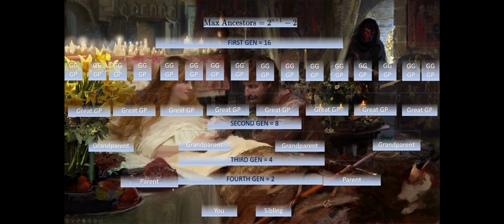Why? Well, because your parents form the first generation. So like I said in maybe the previous video or the one before that, you have to consider 4 generations deep when it comes to inbreeding.